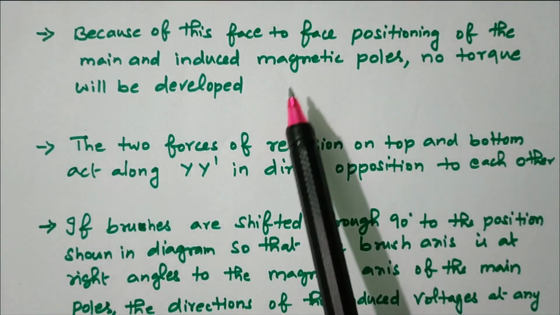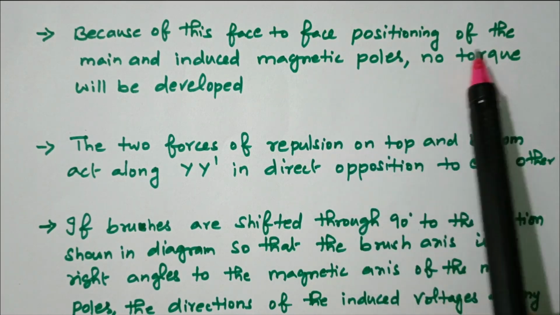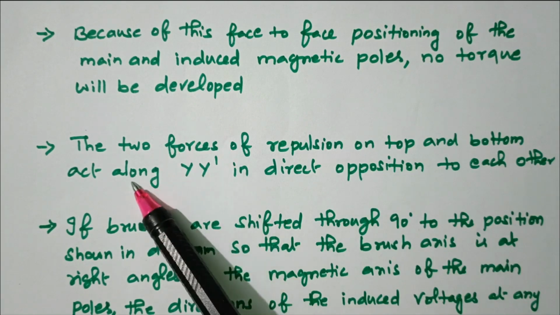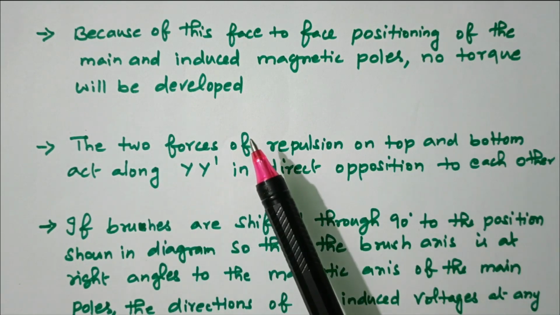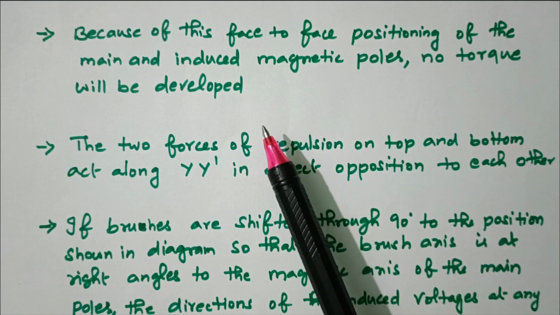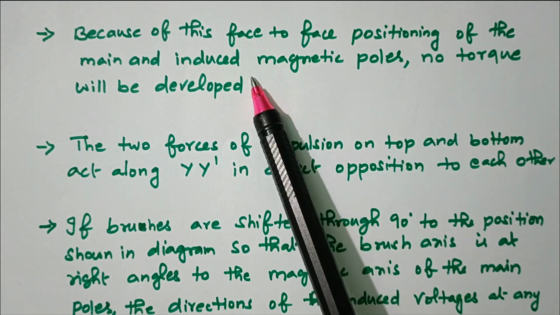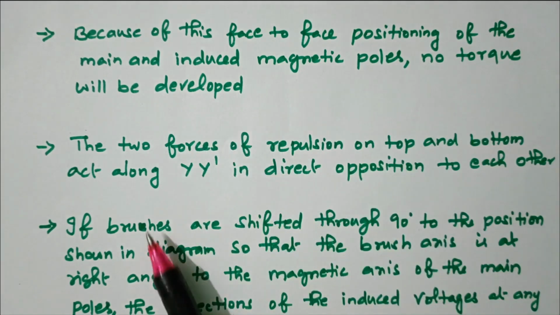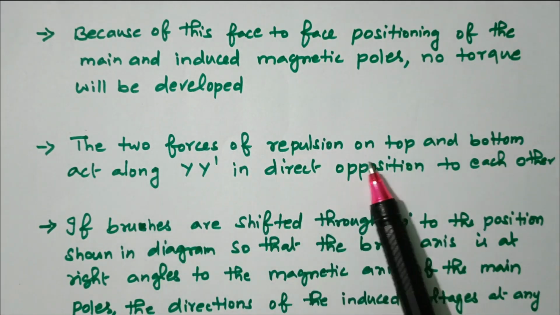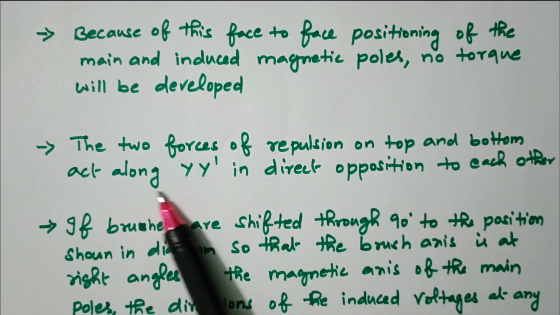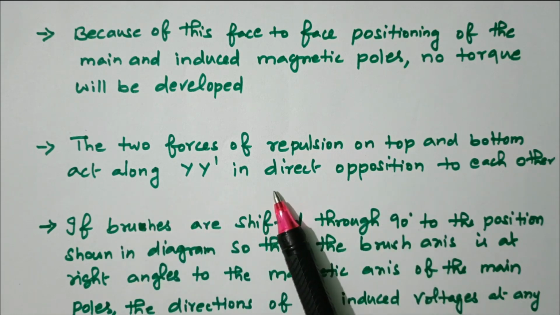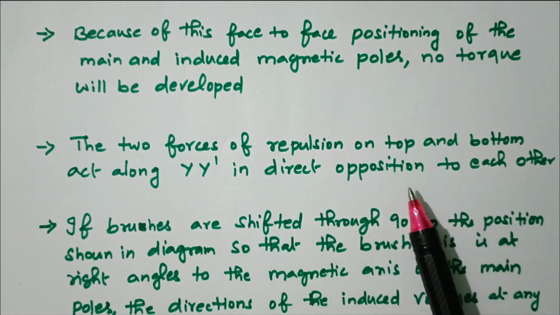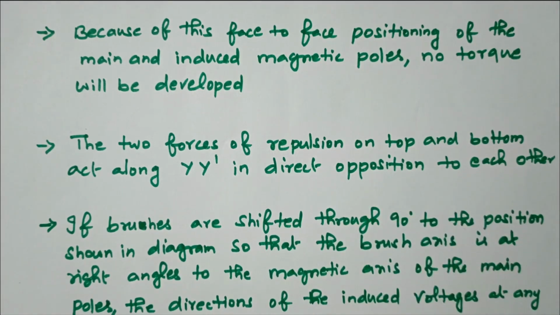Because of the face-to-face positioning of the main and induced poles, no torque will be developed. So at the top both are N poles, at the bottom both are S poles. So a repulsion takes place between the induced magnetic pole and the main pole, and no torque will be developed. The two forces of repulsion on top and bottom, along the YY direction, are in direct opposition to each other. So they are opposing each other.